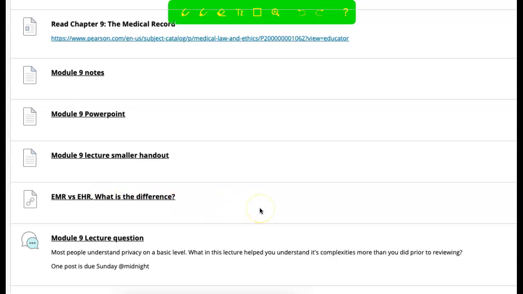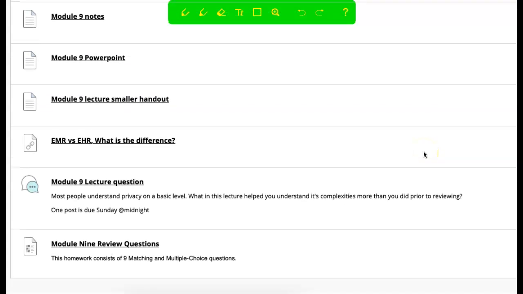EHR versus EMR, what's the difference? A lot of you will be interested in that. I'm not going to spoil that for you, so take a look at that when you get a chance as well.